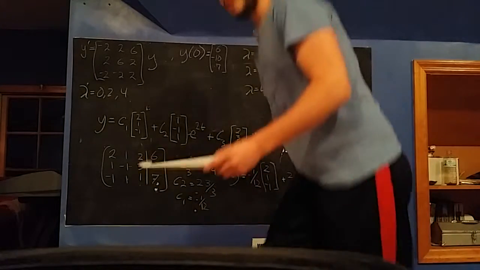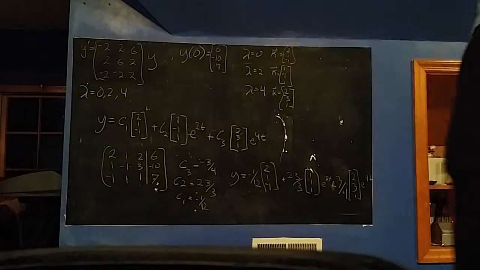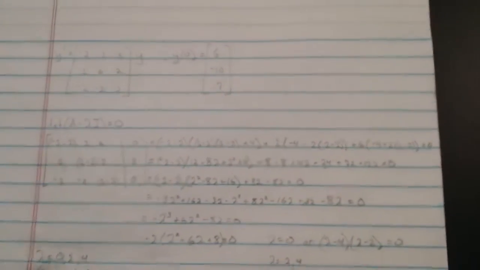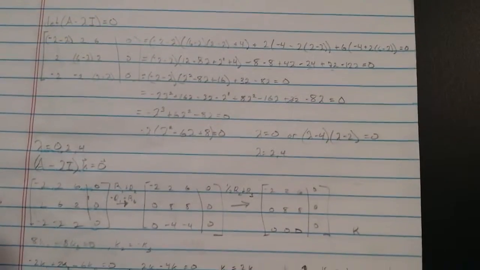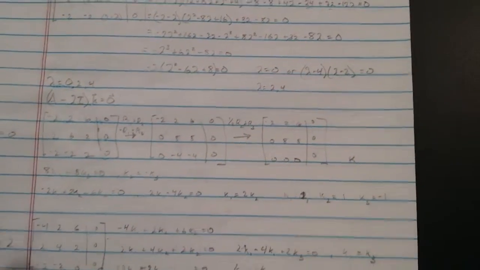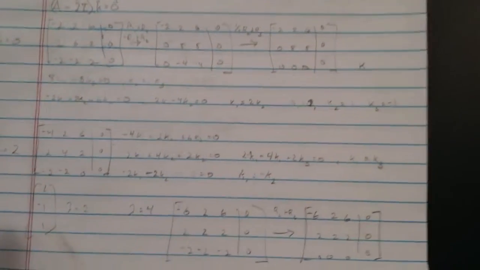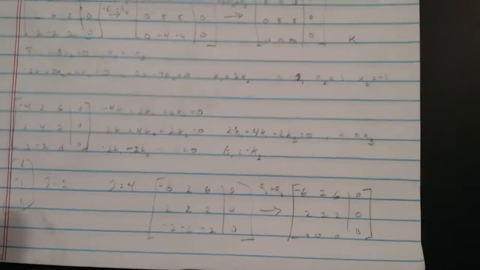So for the work I had here, if you wanted to take a look and see if this makes sense for you, hopefully I can get this clear enough. You can just pause it whenever you need to. Work on the eigenvalues, lambda equals 2 at the bottom there, and lambda equals 4 at the bottom there, continued on to the next page.